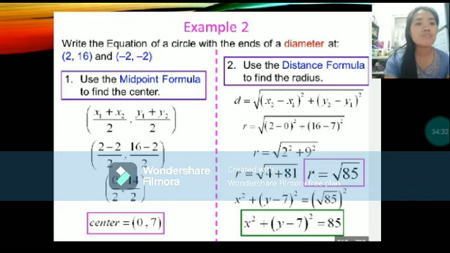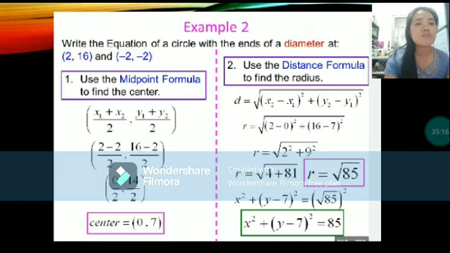Therefore, the radius is equal to the square root of (2 minus 0) quantity squared plus (16 minus 7) quantity squared, because our x sub 2 is 2, our x sub 1 is 0, our y sub 2 is 16, and our y sub 1 is 7. Then radius r is equal to the square root of 2 squared plus 9 squared. 2 squared is 4 and 9 squared is 81. Our radius is the square root of 85.